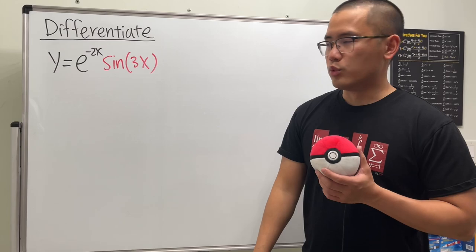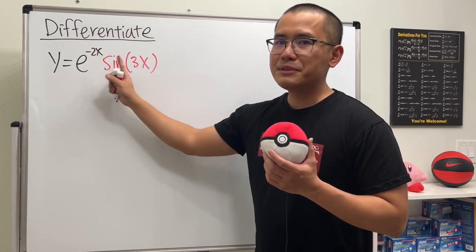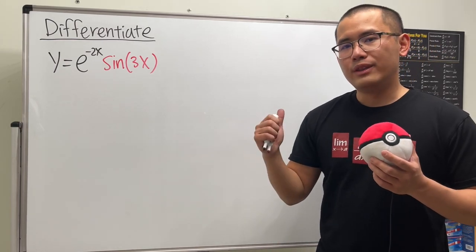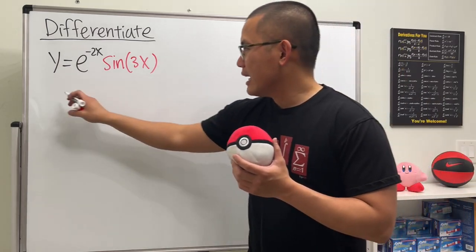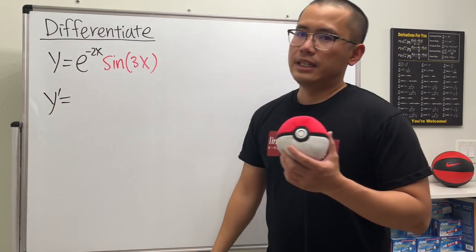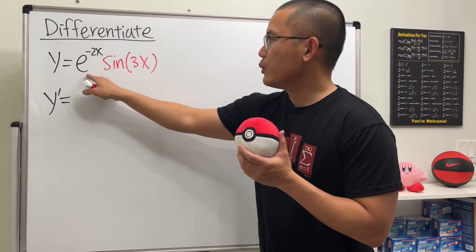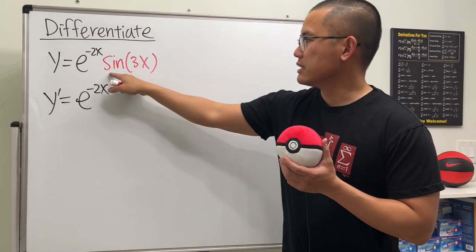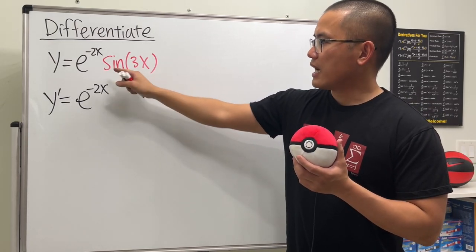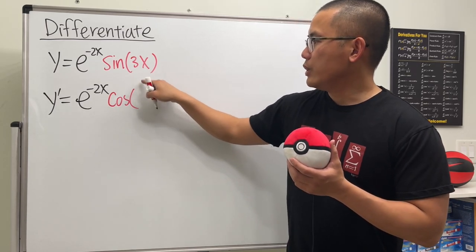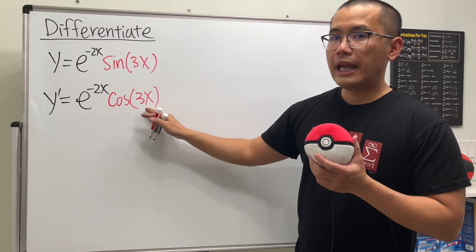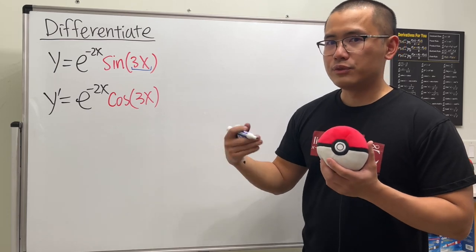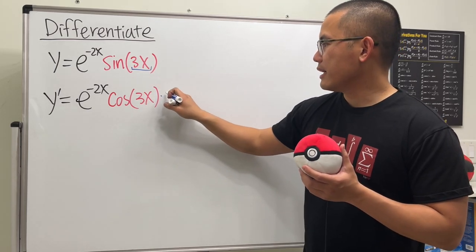All right, let's go ahead and do the derivative for e to the negative 2x times sine of 3x. So this is an example where we will have to use the product rule and also the chain rule. Here we go. I'm going to write down y prime for the derivative, and the product rule says we are going to keep the first function, which is just e to the negative 2x, and then we are going to differentiate the second function. Well, the derivative of sine is cosine, so let's go ahead and write that down, and we keep the input as it is, and then we are going to use the chain rule, because the derivative of the inside, the derivative of 3x, is a 3, so be sure you multiply by that 3.